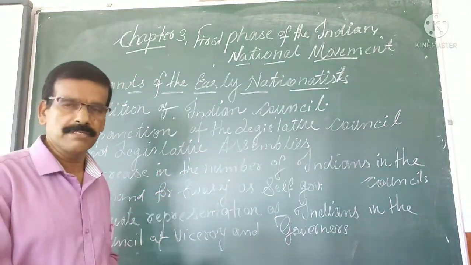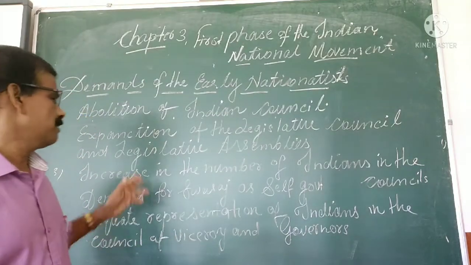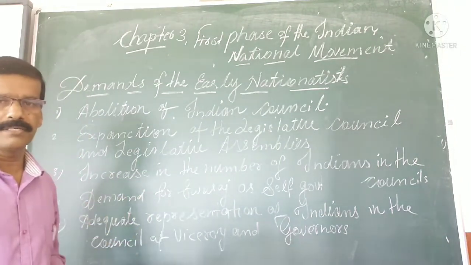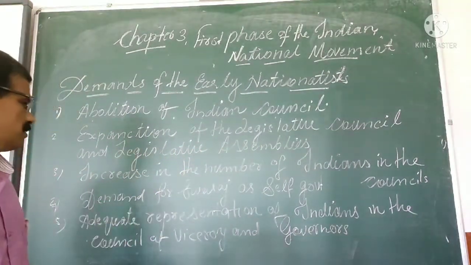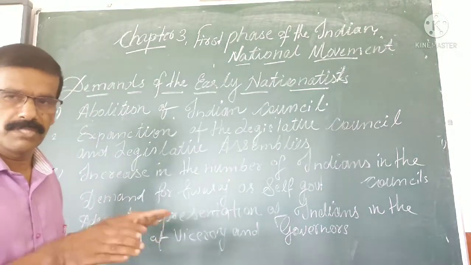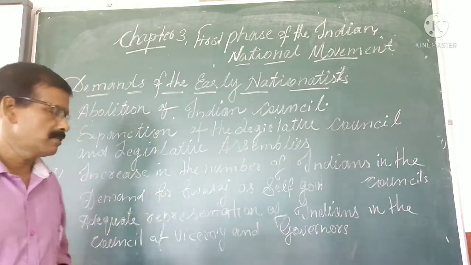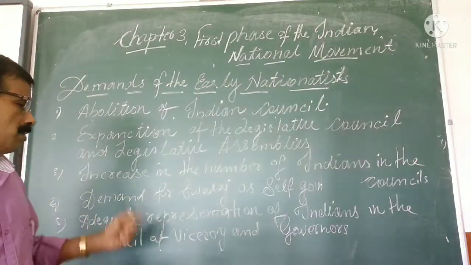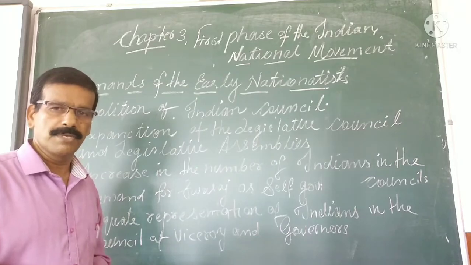Provinces means the regions which were governed by the British. And again, they wanted more numbers in this council. They wanted more representation of Indians in the legislative council as well as the legislative assemblies. And next is that they demanded Swaraj and self-government in the 19th century within British India. This was also another aim of the early nationalists. And finally, they wanted adequate representation of Indians in the council of the viceroy as well as governors. So these were the main demands of the early nationalists.